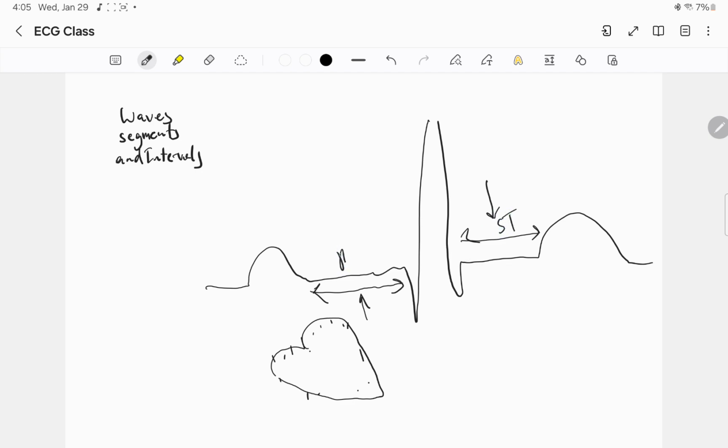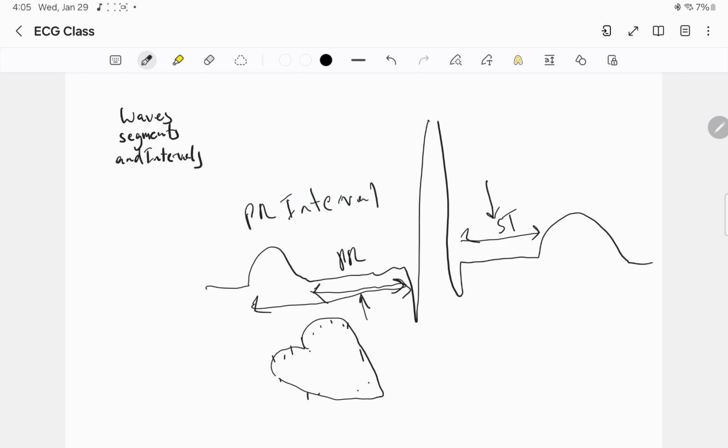ST, PR, right? Let's go. So the intervals now. So the PR interval is the combination of the P wave and the PR segment, right? So that's called the PR interval.